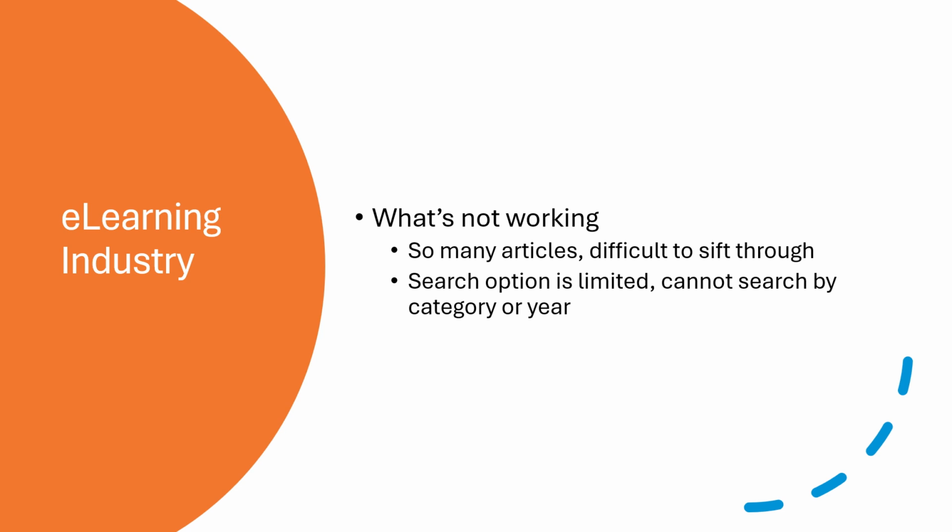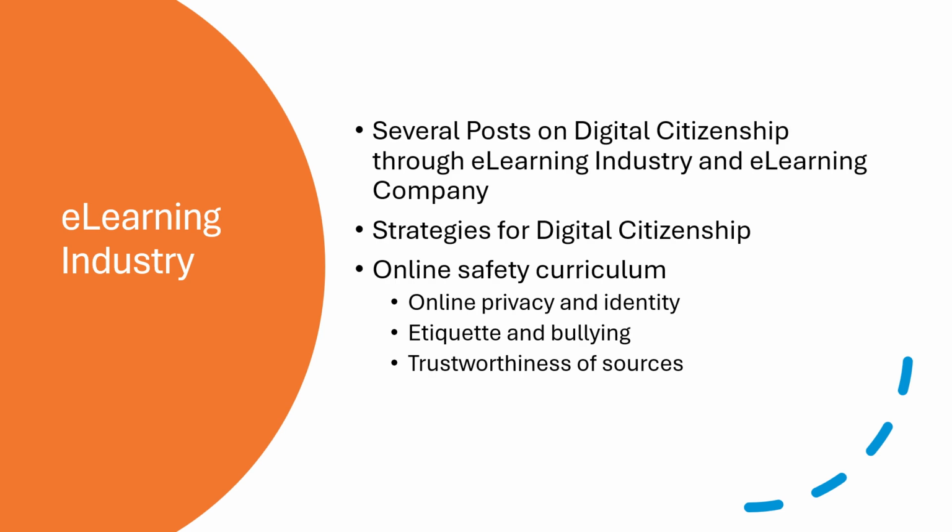You cannot search by a specific category, even though they're broken down that way, and you cannot search by a year. One really cool thing about E-Learning Industry is they have several posts on digital citizenship through E-Learning Industry and their sister company, E-Learning Company. There's strategies for digital citizenship.